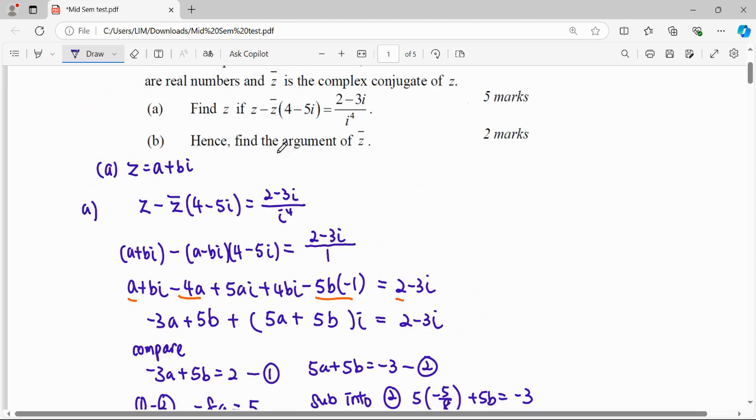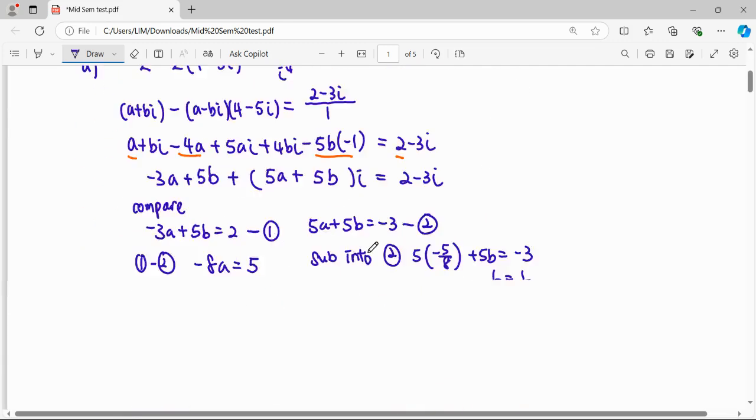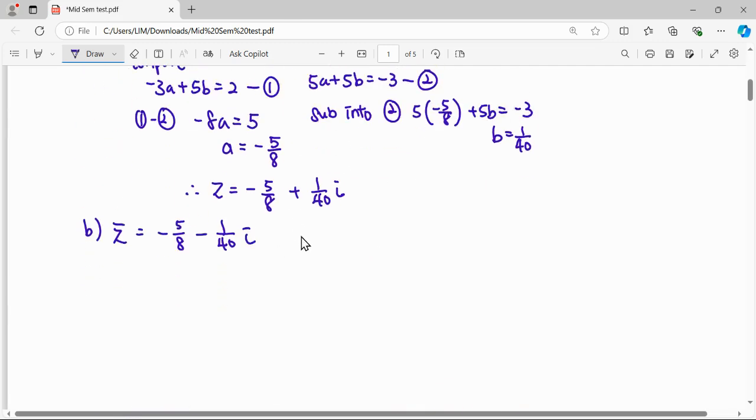Then go for part B. Hence, find the argument of the conjugate of the complex number. First of all, we state the conjugate of the complex number. It will be negative 5 over 8 minus 1 over 40 i. So to find the argument, we need to know our Argand diagram. So in the Argand diagram, negative 5 over 8 and negative 1 over 40, this complex number falls in quadrant 3.